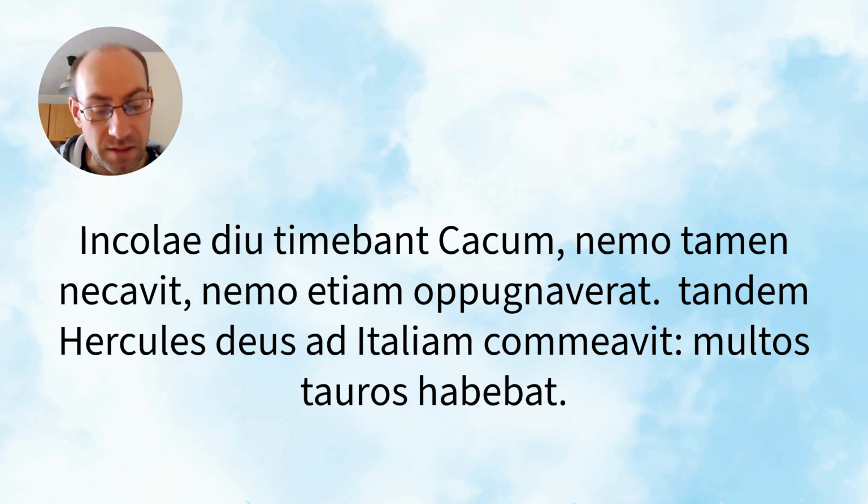Tandem, at last, finally, Hercules, the god, deus. That's a noun in apposition. You get two nouns next to each other. You've got the name and then you've got what he is, who he is. He's a god. Or a demigod, wasn't he, actually? So, Hercules the god. Ad Italiam, accusative, to Italy, commeavit. He journeyed. He came, essentially, to Italy. Multos tauros habebat. He had, at that time, many tauros, many bulls. Alright. Okay, so again, I think fairly straightforward.